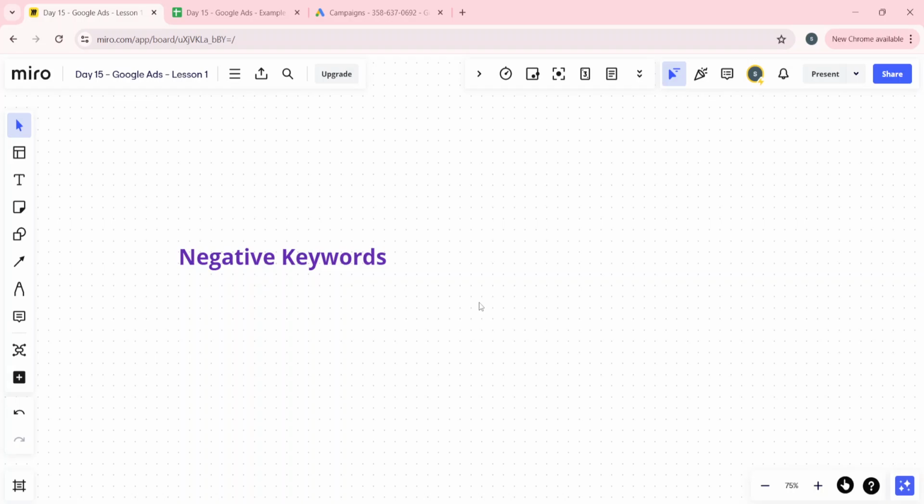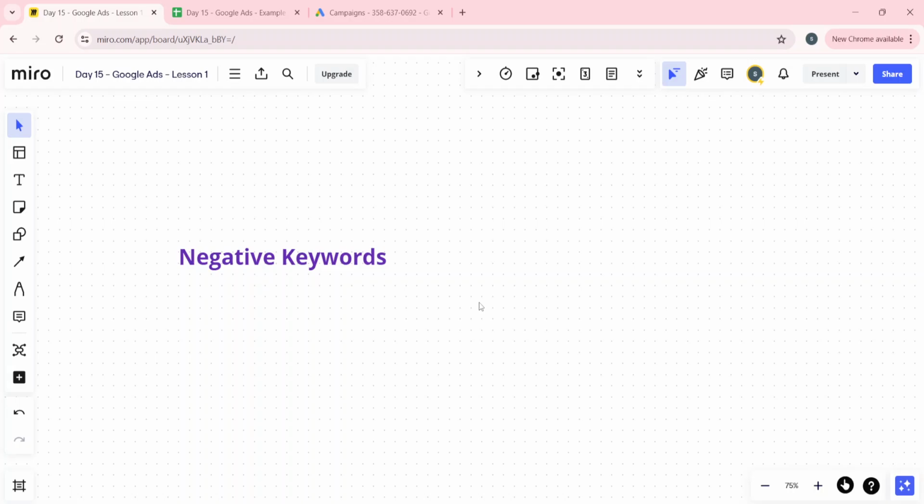Hi. In previous lessons, we have discussed keywords, right? What are keywords? Keywords are the phrases or words that we use in Google Ads search campaigns, so that when a user comes into a search engine and types a query, if that query matches any of our keywords present in our Google Ads account, our ad appears on the search engine results page.